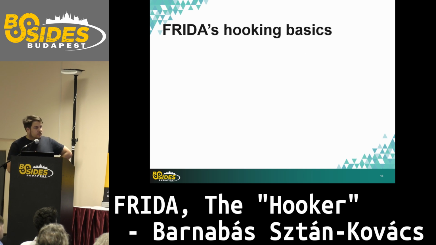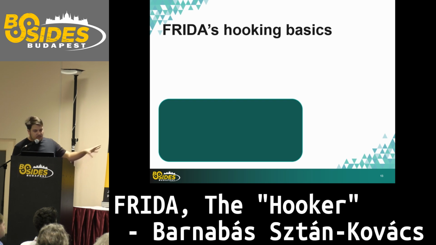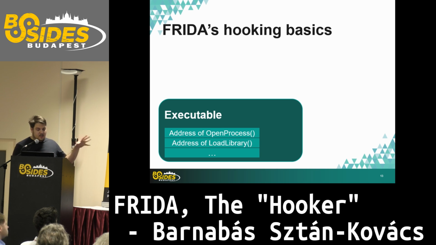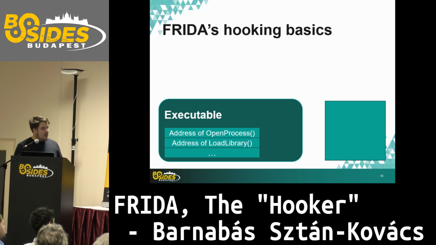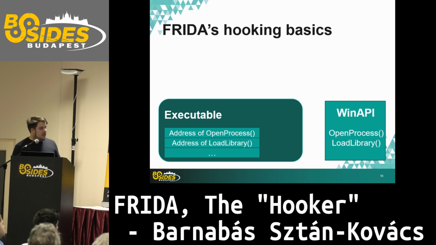Okay, so we know what Frida is, but how does Frida work? For this model, we have our executable, which has the addresses of the Windows API calls it uses in a table called the import address table. This table is empty by default, and when the application launches, it fills up with the memory addresses of the Windows API calls the application will be using during its run. And on the other side, we have our Windows API with the functions implemented, the body of the functions, the real working functions, and this is called by the executable during runtime.